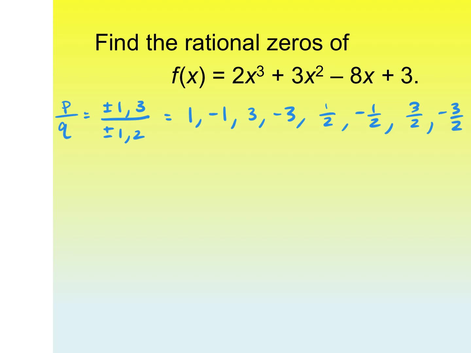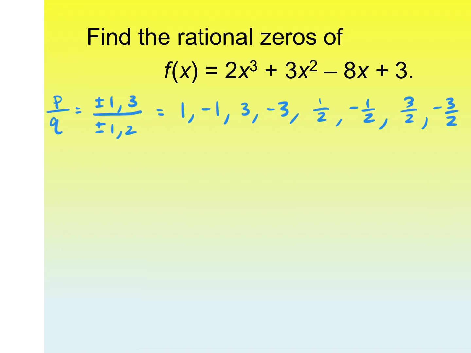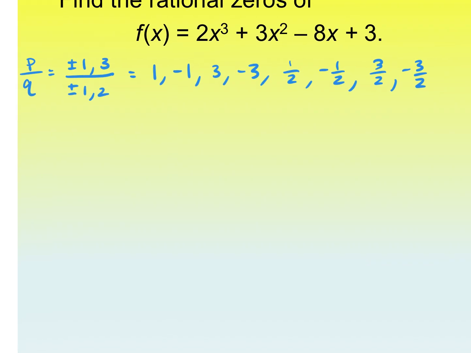My suggestion would be always do synthetic division with the whole numbers first. It'll be easier to do the math, and then if one of them works, you'll end up with something smaller, and hopefully you can factor it. So I would stick to trying the whole numbers first. Once we break down our polynomial here, our function, then we can see if we can factor it after that. So we're going to do synthetic division, see what works.